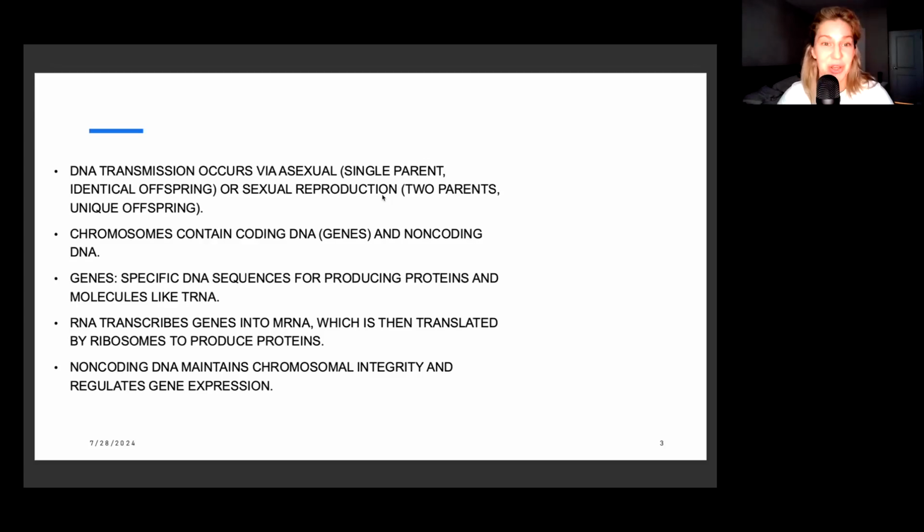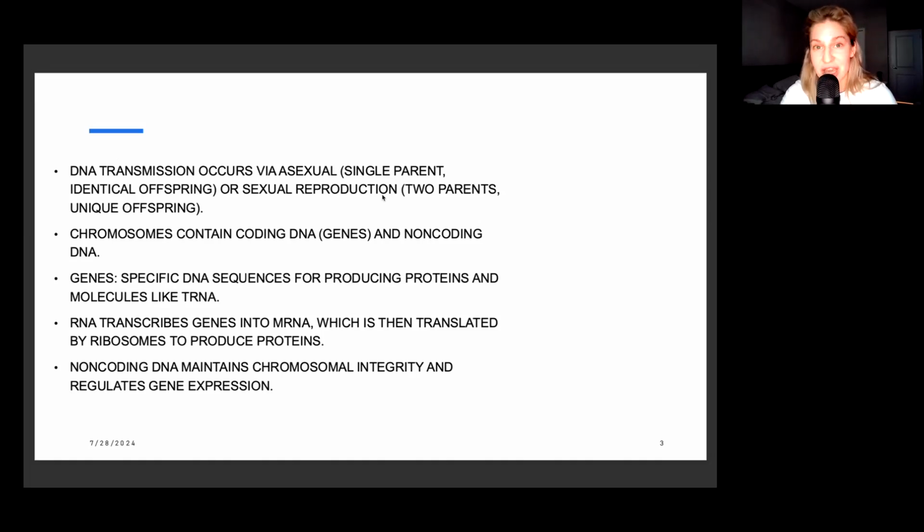DNA transmission occurs via asexual and sexual reproduction. Asexual reproduction is a single parent and identical offspring, and in sexual reproduction, there are two parents and one unique offspring. Also, we need to understand the chromosome contains coding DNA and non-coding DNA. Non-coding DNA maintains chromosomal integrity and regulates gene expression. We need to remember this one.